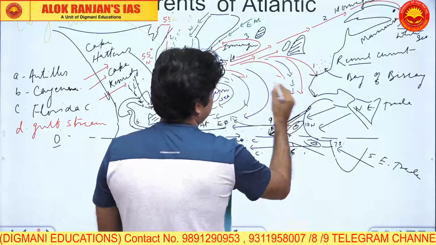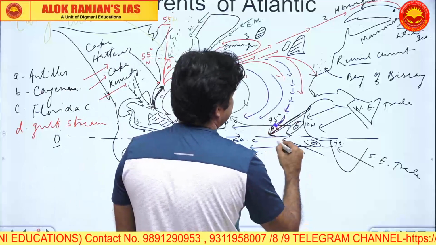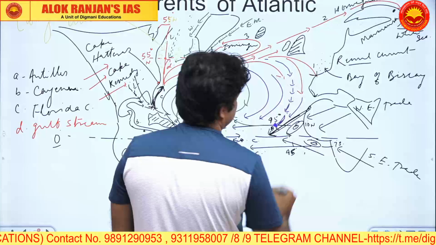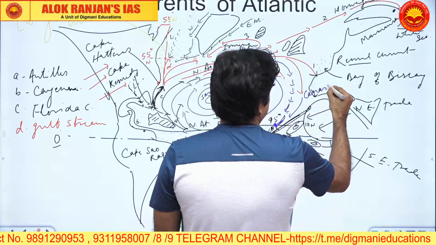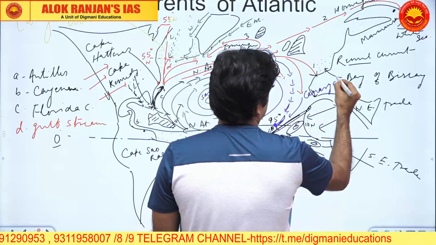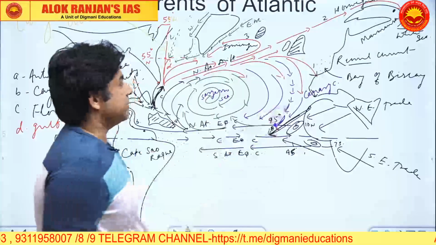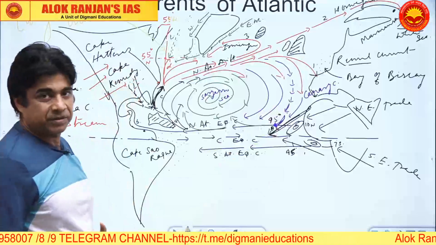We can also show these returning waters with lines. These are the returning waters with line. This is the Canary current, C-A-N-A-R-Y. Now this Canary current will have dualistic behavior, right?